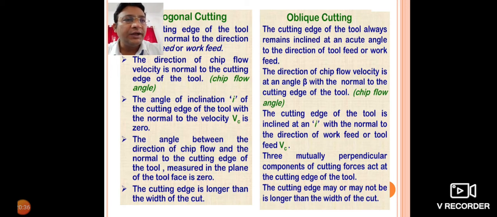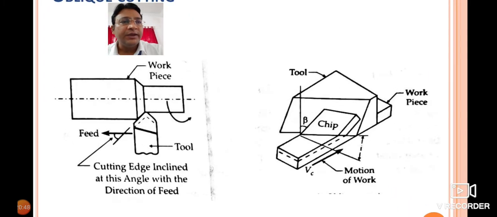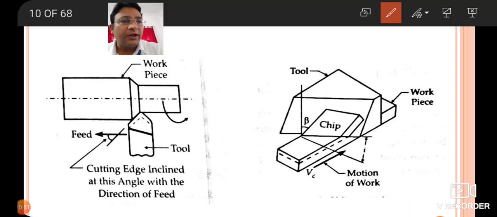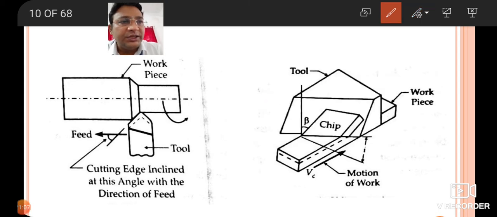Now, the next point: the direction of the chief flow velocity is at an angle beta with the normal to the cutting edge of the tool. So if this is the cutting edge of the tool and you draw a normal to it, then this particular velocity, the chief flow velocity, is at a certain angle beta to that normal. Again, just understand this: this particular line is the normal to the cutting edge of the tool.